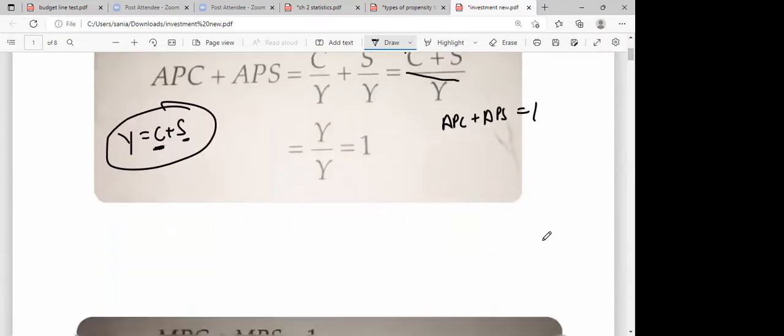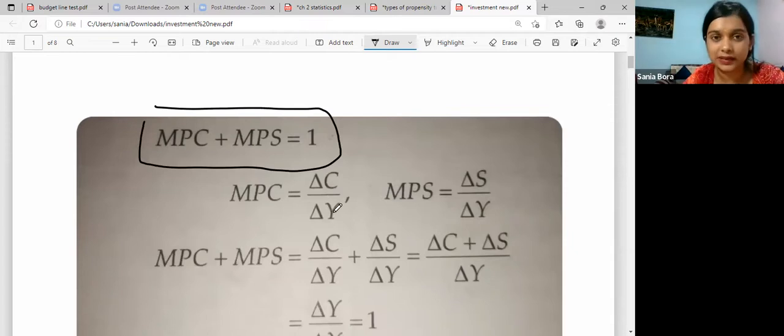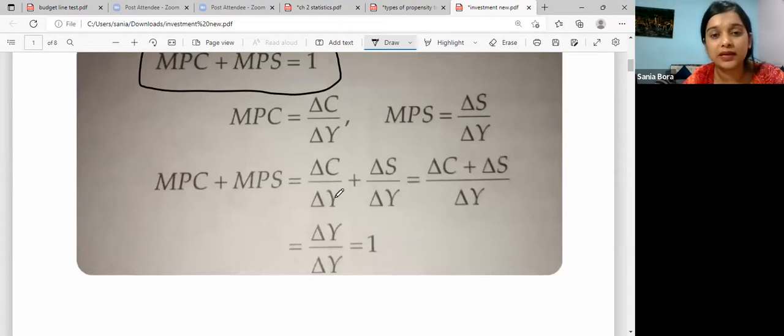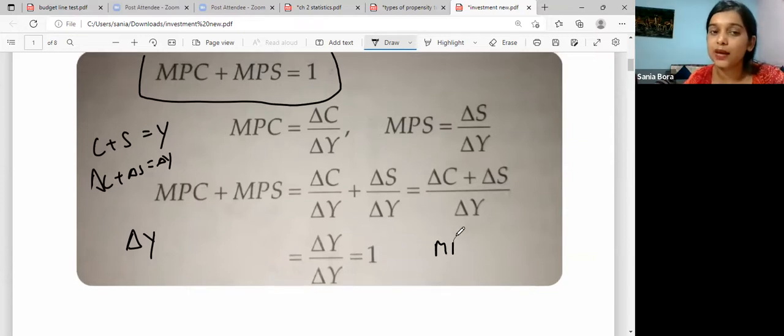Yes, ma'am. Okay. Now, the next formula is MPC plus MPS equals to 1. You know the formula of MPC? It is delta C divided by delta Y. And MPS is delta S divided by delta Y. When you add both, you get delta C plus delta S divided by delta Y. Change in consumption plus change in savings is equal to change in income. Earlier it was C plus S equals income, but here it is delta C plus delta S equals change in income. Divided by change in income, you get 1. So MPC plus MPS will also give you 1. Clear?